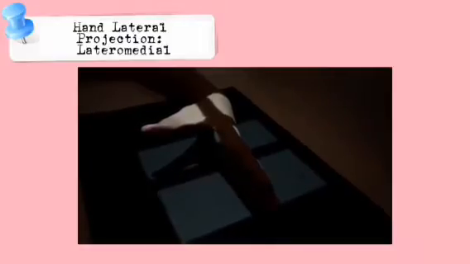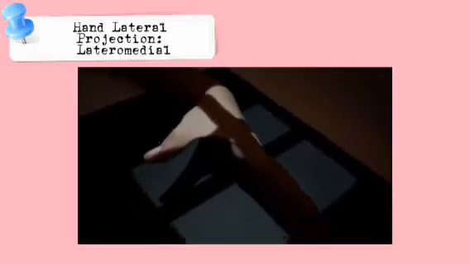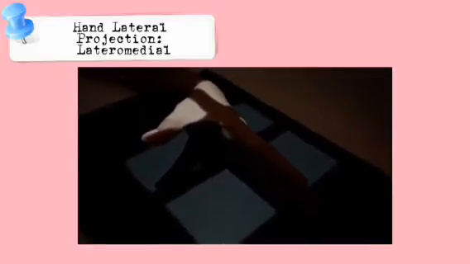If the elbow is elevated, support it with sandbags. The central ray of hand lateral projection, mediolateral or lateromedial, extension and fan lateral is perpendicular to the second digit MCP joint.